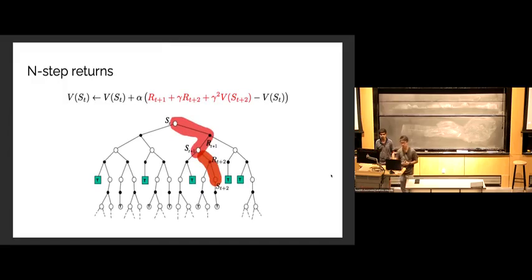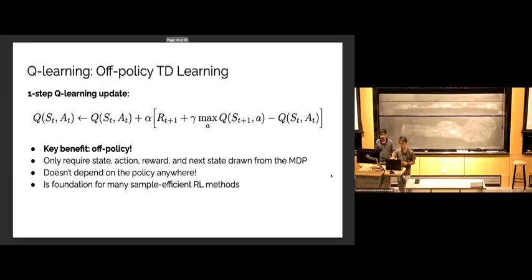And this is the diagram for the n-step TD. This is just the situation when n equals 2. Next, we will introduce Q-learning and off-policy TD learning.